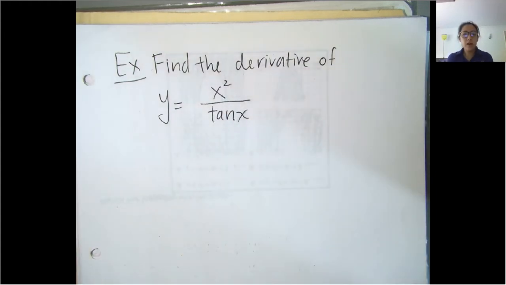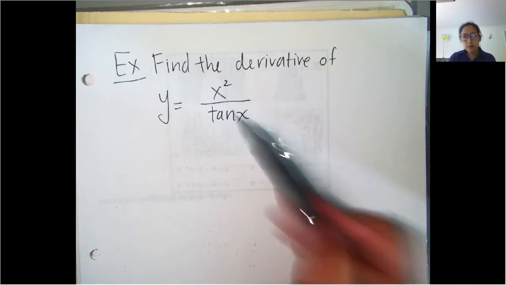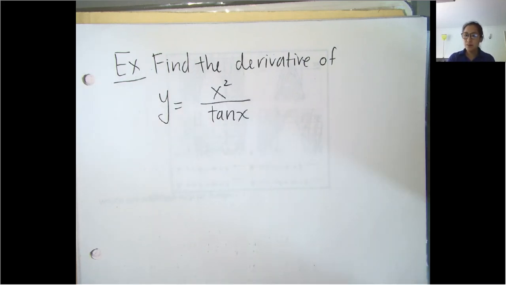Okay, so we're going to go ahead and find the derivative of y equals x squared over tangent of x. So as you guys know, when there is some sort of fraction or some sort of division going on there, you have to use what rule? That would be the quotient rule, exactly.